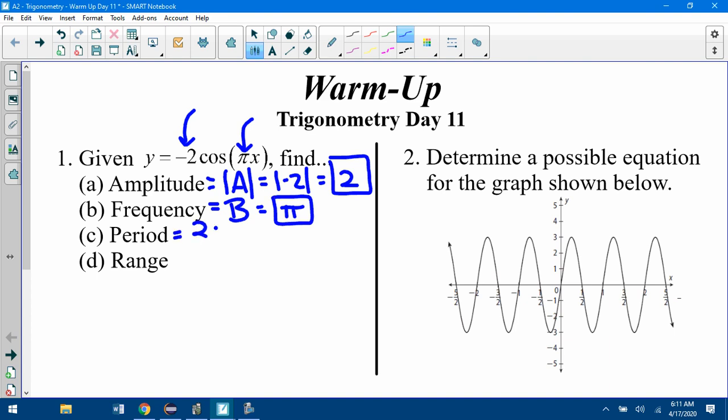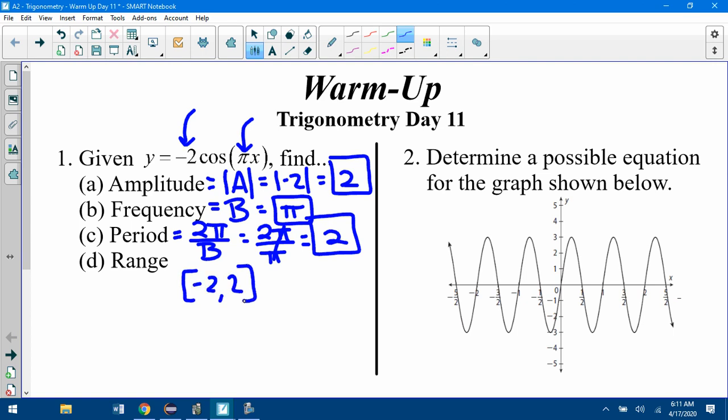Period is the length of one cycle, so do 2 pi over b. And what's 2 pi over pi going to be? Just 2. So this cycle will end at 2. If I was graphing one cycle, the last point would be 2 on the x-axis. And yesterday, the only thing that affected the range was that amplitude. So instead of being -1 to 1, it's going to be -2 to 2. There's going to be more affecting the range today.